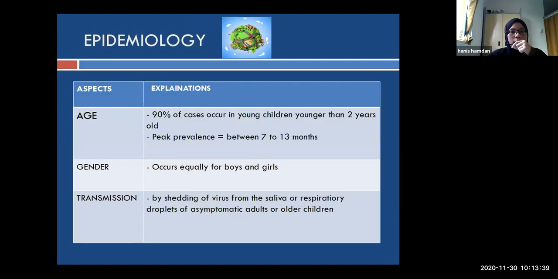Next is epidemiology. As for the age aspect, 90% of cases usually occur in young children younger than 2 years old. But the peak prevalence for roseola infantum occurs between 7 to 13 months. As for gender, it occurs equally in boys and girls. Roseola infantum is transmitted by shedding of virus from saliva or respiratory droplets of asymptomatic adults or older children.